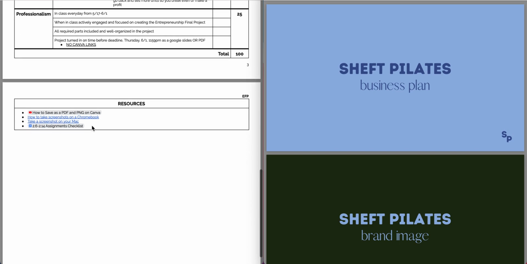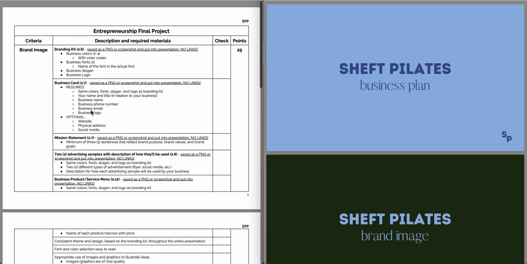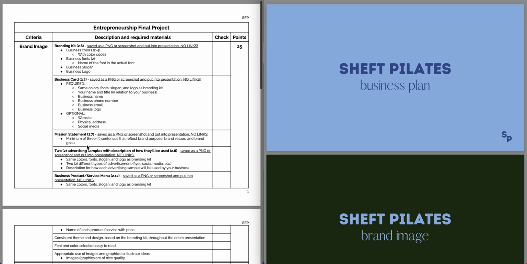In this new digital version of the rubric, on the 4th page, are linked some resources to help you achieve some of the parts of this project. So there's a YouTube video that I created on how to save as a PDF, which is something that you'll have to do at the end if you decide to use Canva to create your presentation, and how to save as a PNG. That's something that you might need to do for some of your elements of brand image.